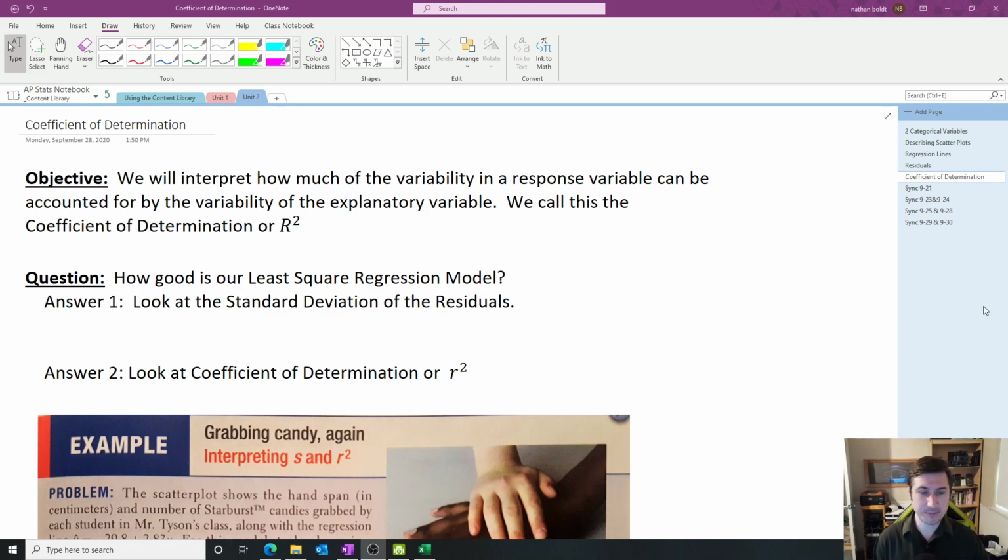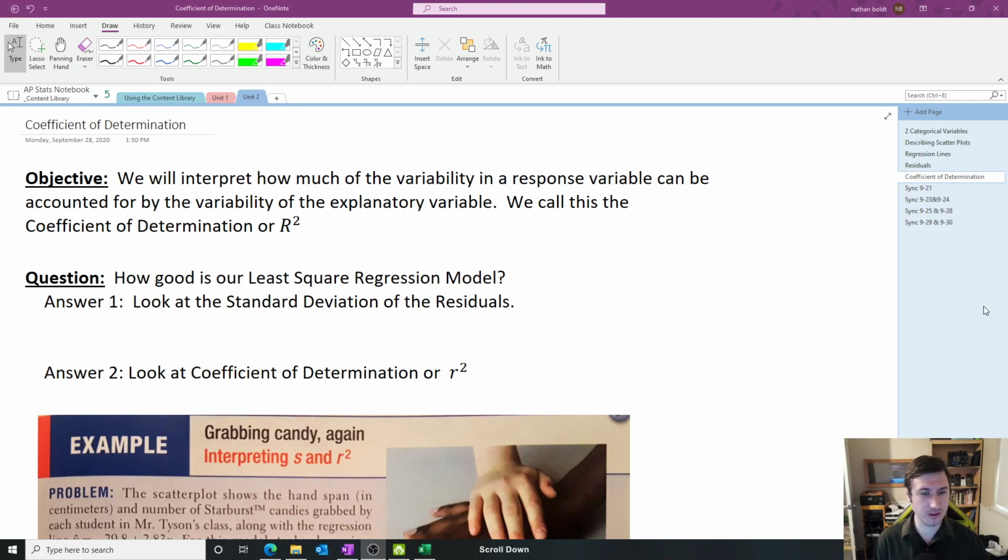Now, the concepts behind this are a little complicated. The calculation is even more complicated, but the actual interpretation isn't that bad. So that's where I want to start, the interpretation of R squared, the sentence that you have to be able to write. Then we're going to take a deeper look into the background, okay?